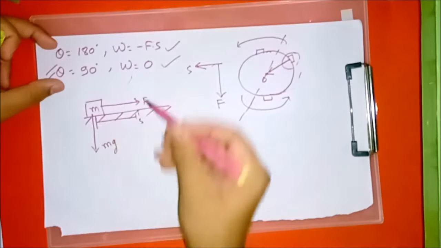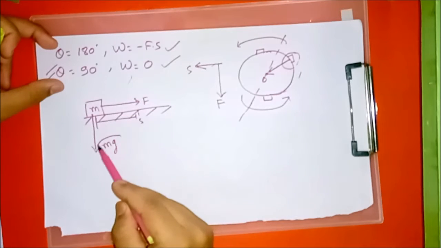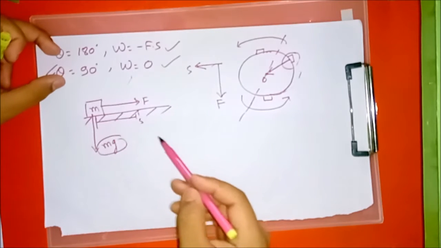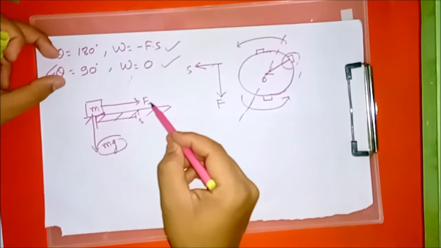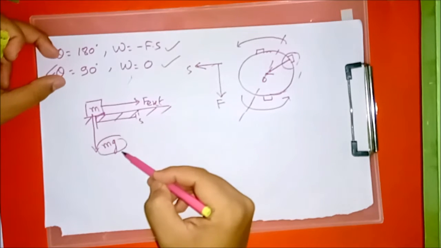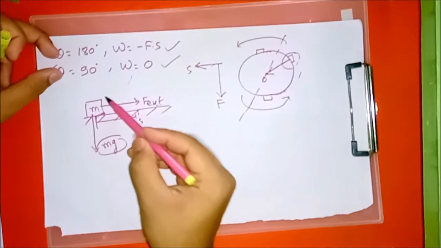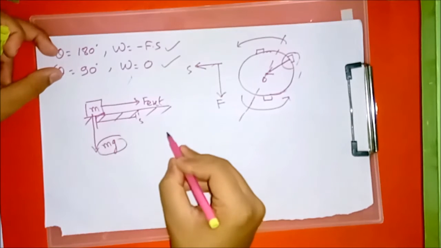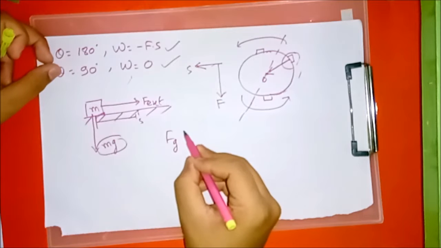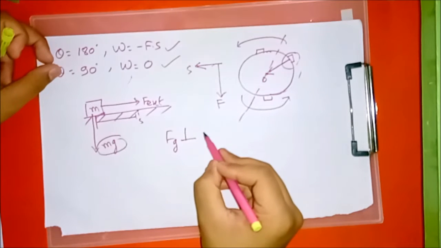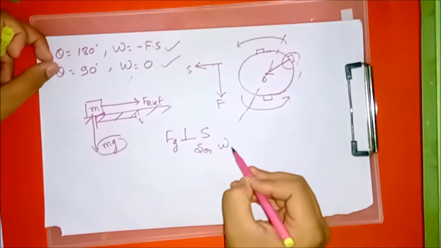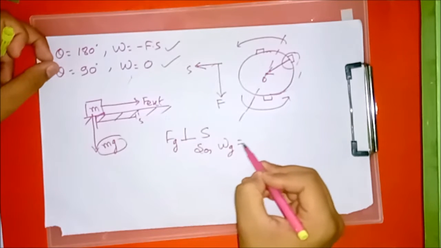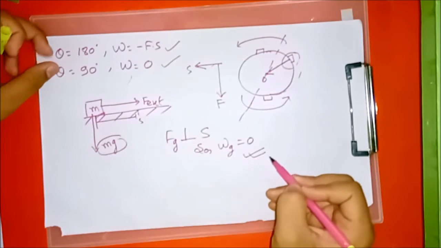So this force is a workless force on this mass, because the displacement of this mass is due to this external force, and its gravitational force makes an angle of 90 degrees. That is, F gravitational is perpendicular to the displacement. So this W gravitational is equal to 0. I hope it's clear now.